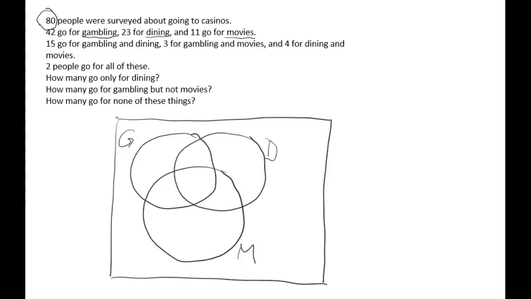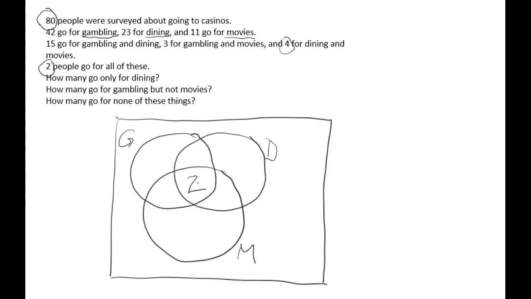As before, it's a good idea to start in the middle if you can. Here in the middle, I have people that are in all 3 circles, so who want to gamble and eat and go to a movie. And I can see right here I have 2 people in that category, so there they are. Now we're going to bump out a level. I'm just going to go backwards through here.